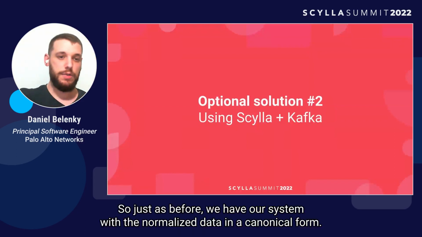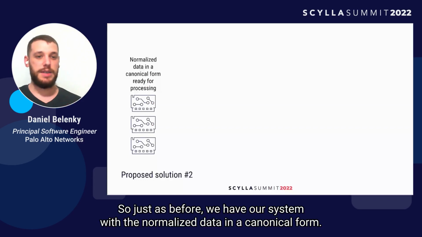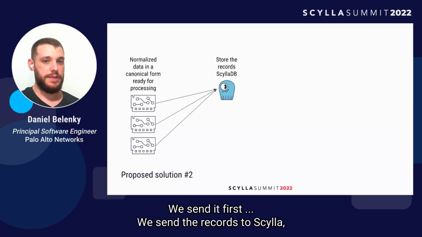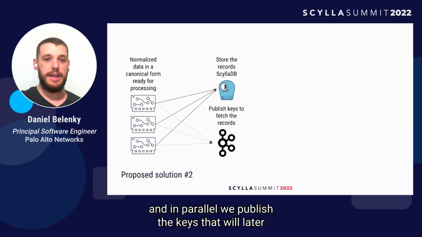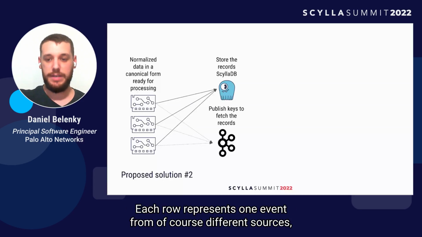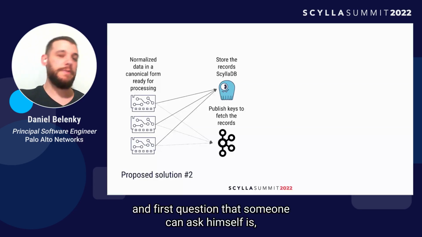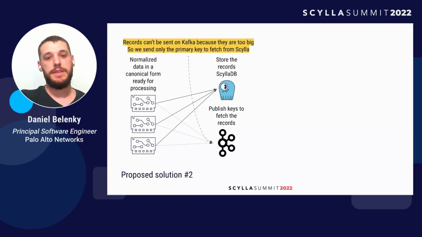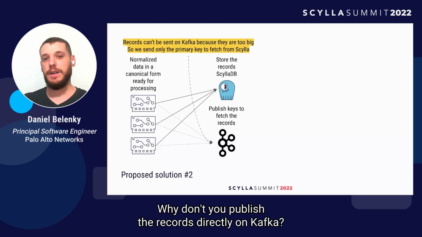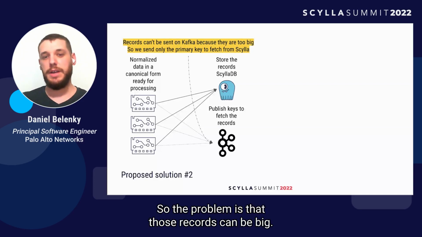So just as before, we have our system with the normalized data in a canonical form. We send the records to Scylla first, and in parallel, we publish the keys that will later on allow us to fetch those event records from ScyllaDB. Each row represents one event from, of course, different sources. And the first question that someone can ask himself is, why don't you publish the records directly on Kafka? So the problem is that those records can be big.